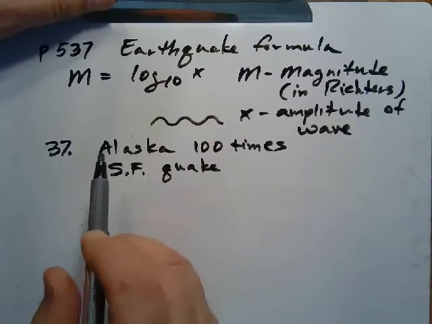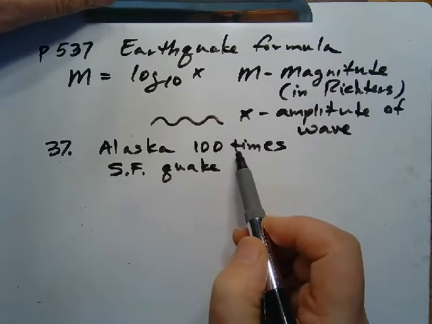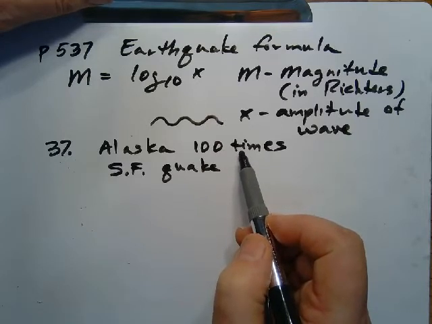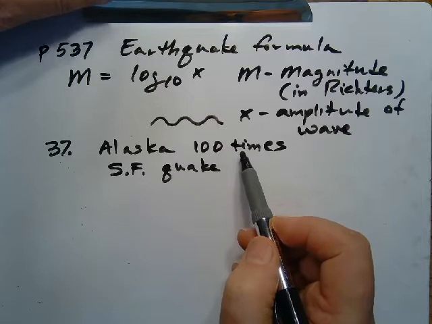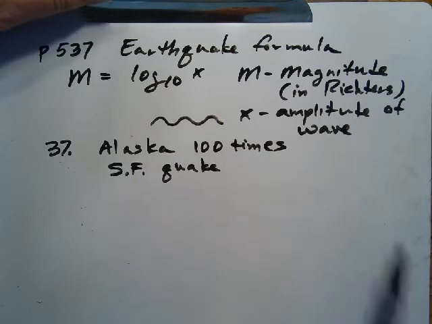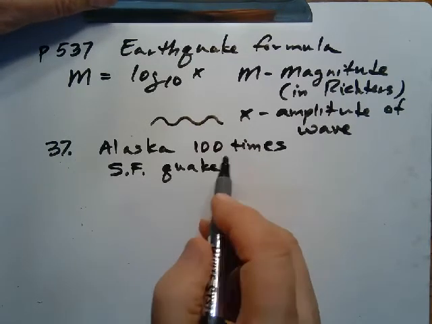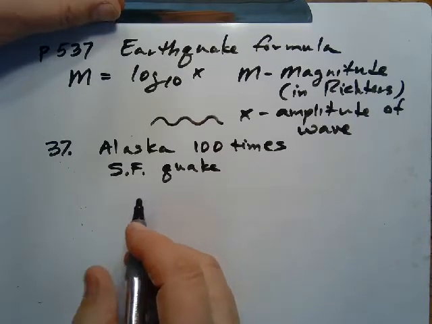Now, problem 37, I'll read it. It says, the Great Alaskan Earthquake in 1964 was 100 times more intense than the Loma Prieta earthquake in San Francisco in 1989. Find the difference in the Richter scale magnitudes of the earthquakes. Well, Alaska was 100 times San Francisco's. Okay, so we found the magnitude of Alaska and the magnitude of San Francisco. We want to find the difference of the two.